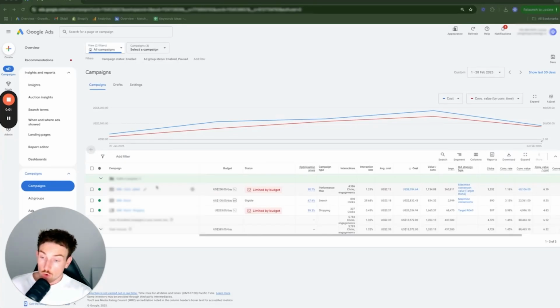I'm going to show you the quickest way to destroy your Google Ads performance. So if you're not wanting to destroy your Google Ads performance, keep watching.